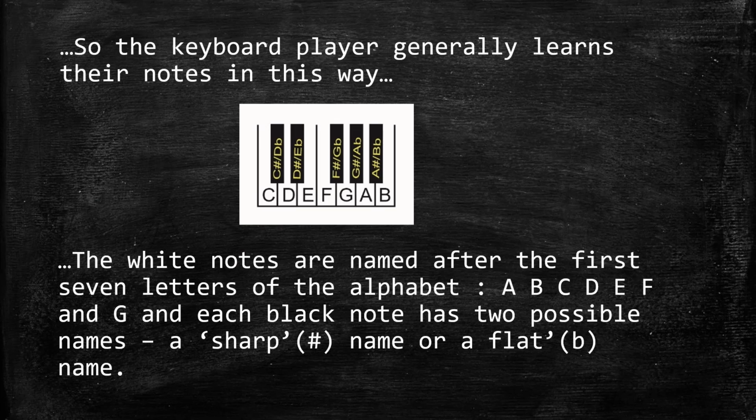So the keyboard player generally learns their notes in this way. The white notes are named after the first 7 letters of the alphabet, A, B, C, D, E, F and G. And each black note has 2 possible names, a sharp name or a flat name.